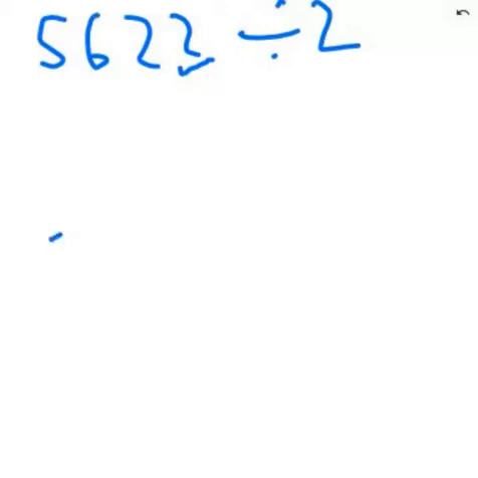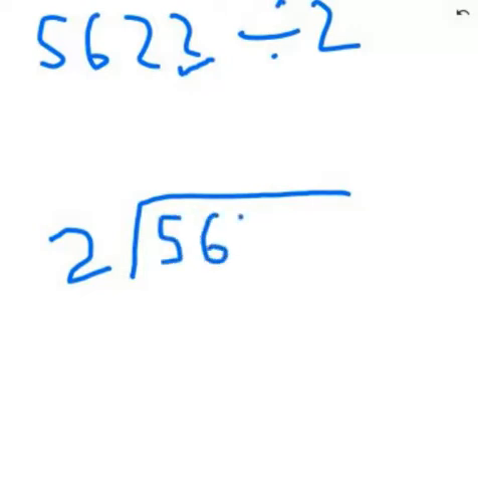So you have the number that you're trying to divide by on the outside of this symbol, and then you write your other number inside. And then you've got to work from left to right. So first up, 2 into 5. 2 fits into 5 2 times with 1 remainder.